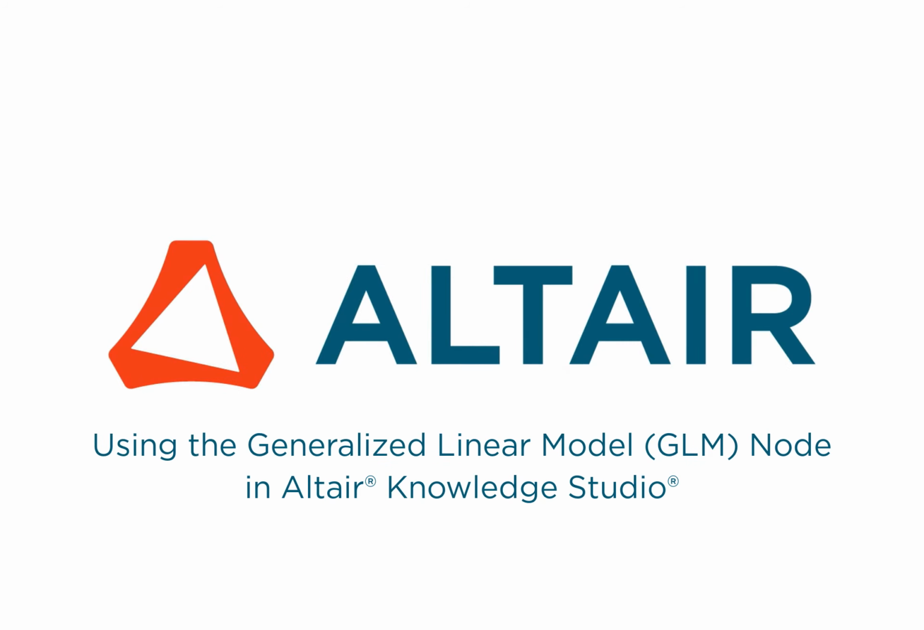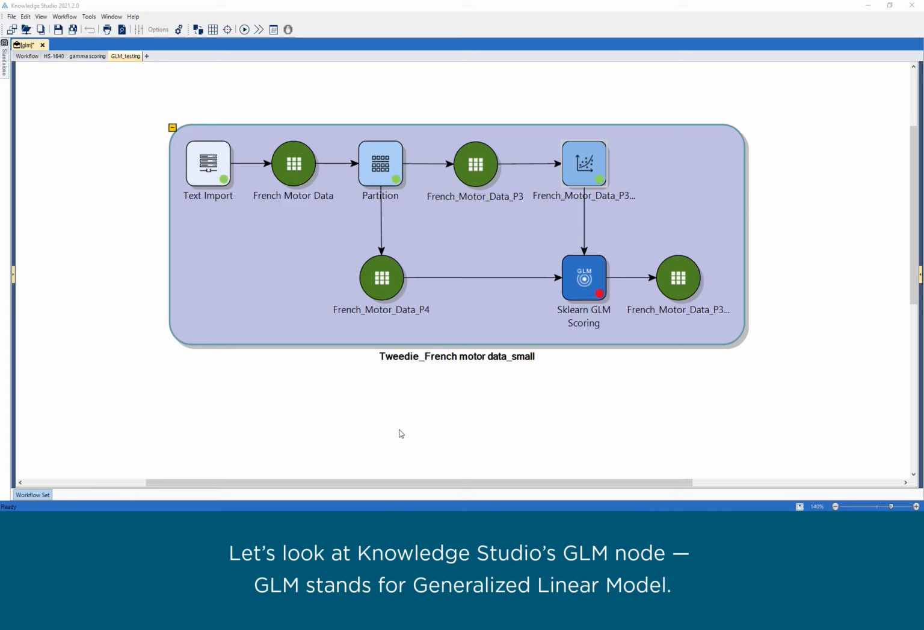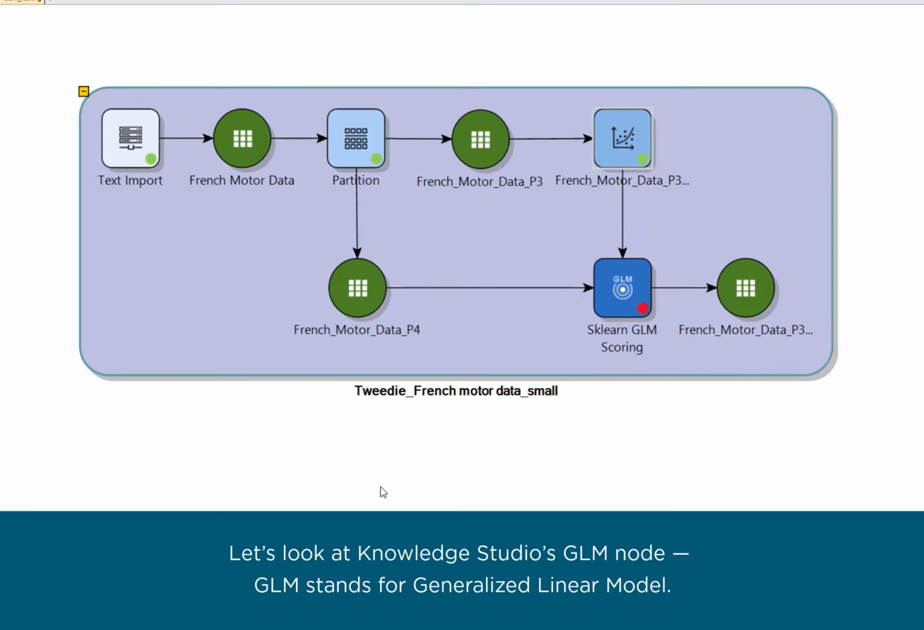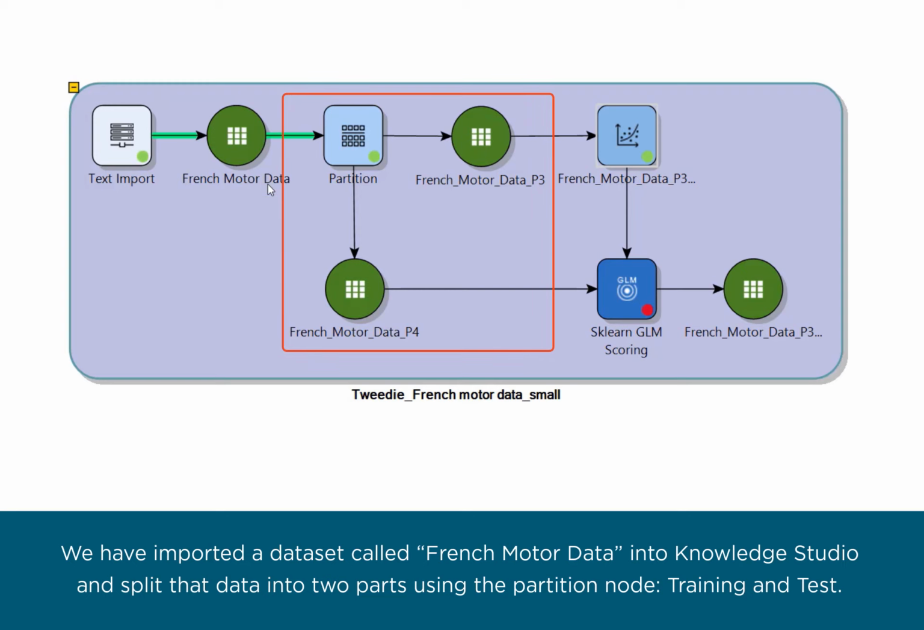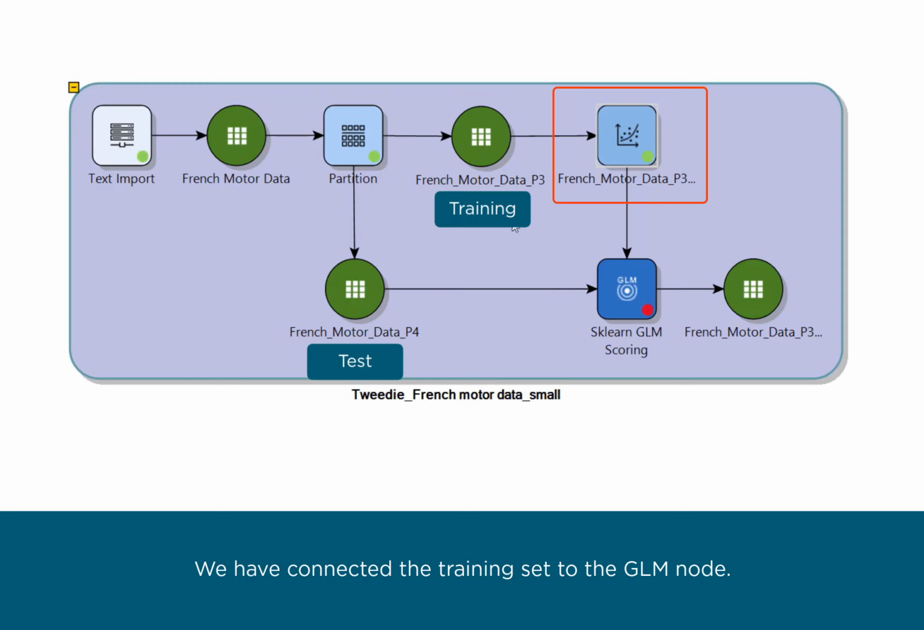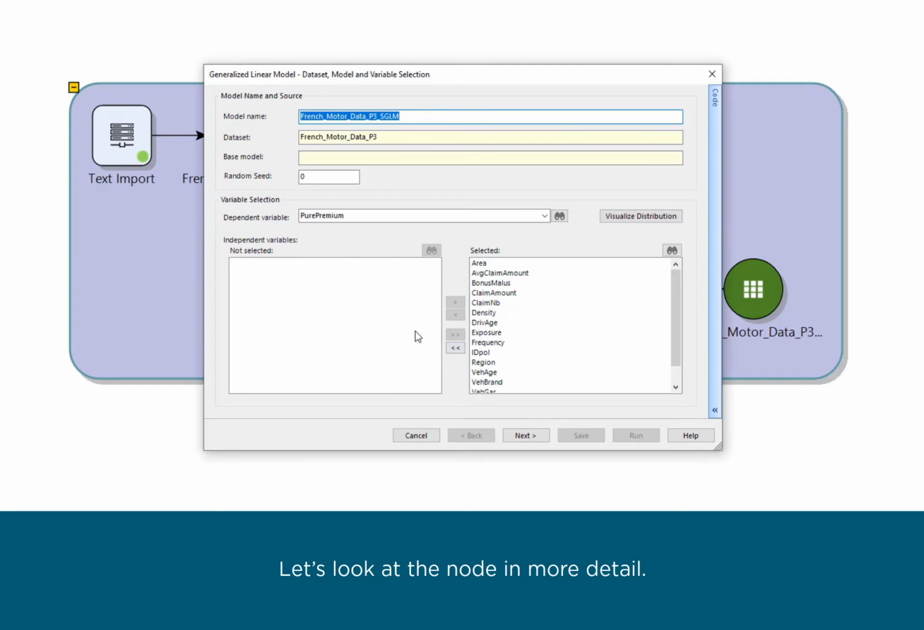Let's look at Knowledge Studio's GLM node. GLM stands for Generalized Linear Model. We have imported a dataset called French motor data into Knowledge Studio and split that data into two parts using the partition node, training and test. We have connected the training set to the GLM node. Let's look at that node in more detail.